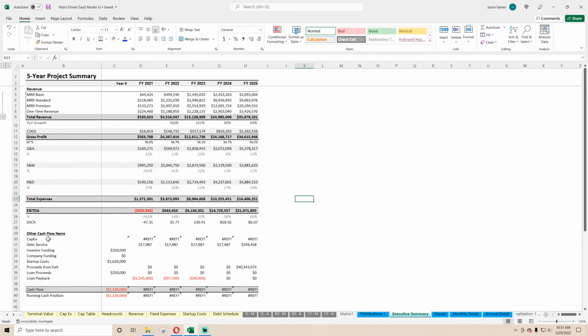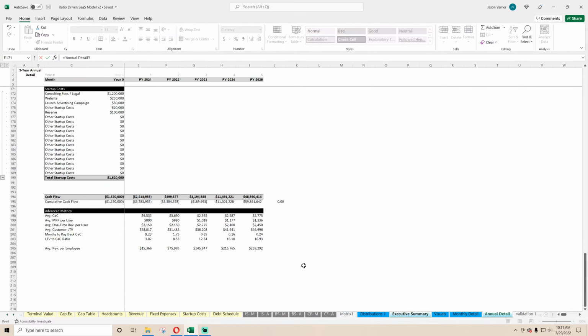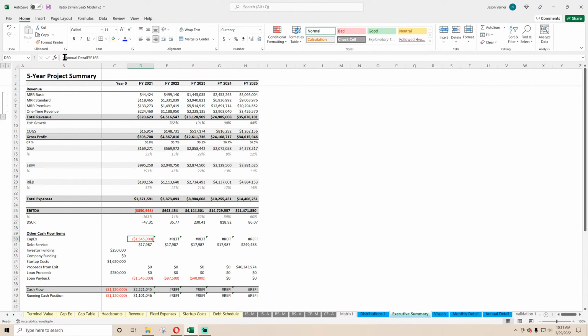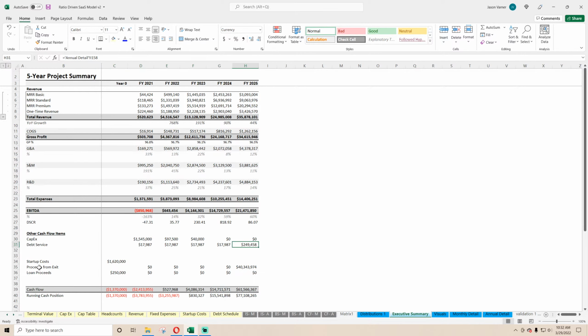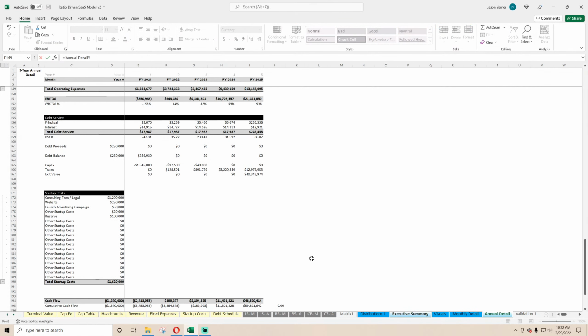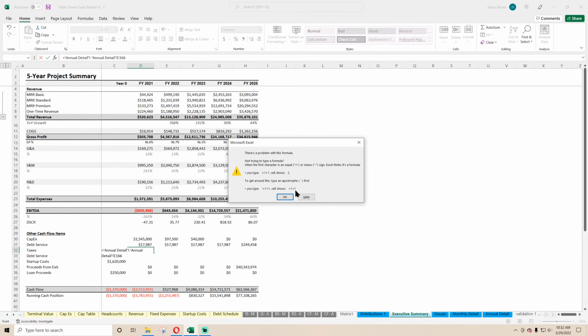Executive summary. So here we definitely have some updates. CapEx is going to be pulling from this, and let's just pull all positive values in and then put the signs on the calc. Debt service is fine. We don't care about investor funding on here. Company funding, startup costs, yep, we don't want that. Loan payback we don't need. That's going to be in debt service. Proceeds from exit, that looks good. What are we missing? Taxes. Yep.